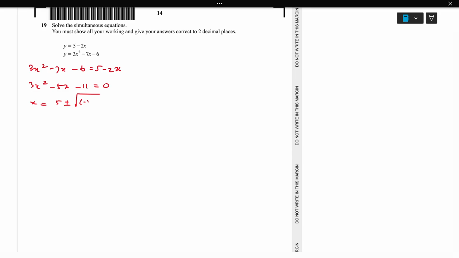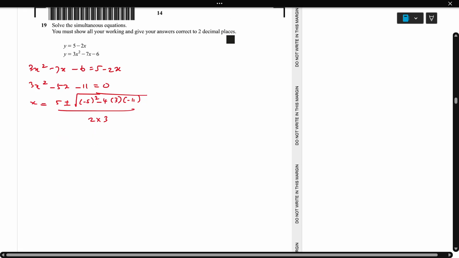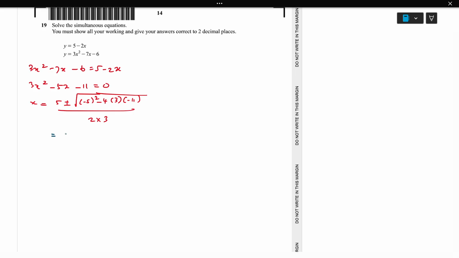So using the quadratic formula, minus b is 5 plus or minus square root of b square, which is minus 5 square, minus 4 into a into c, which is minus 11, over 2 times 3. So we'll get 5 plus or minus square root of 157 over 6. So we know the answer: x is 5 plus square root of 157 over 6 and x equal to 5 minus square root of 157 over 6.